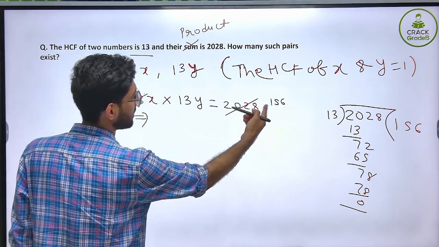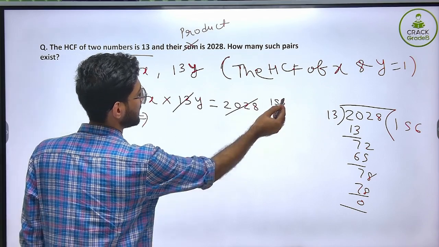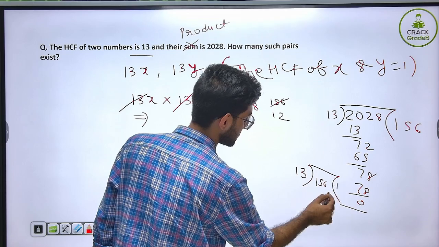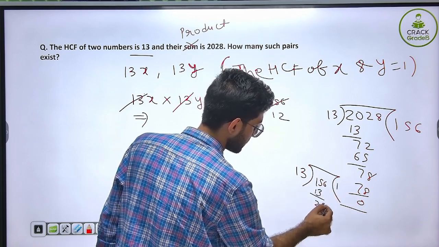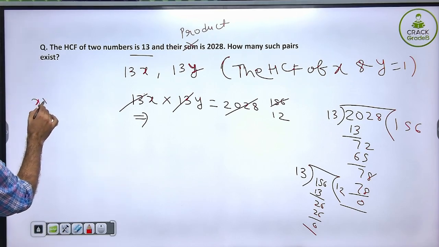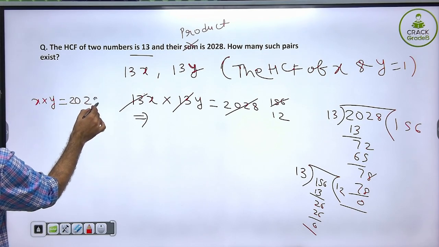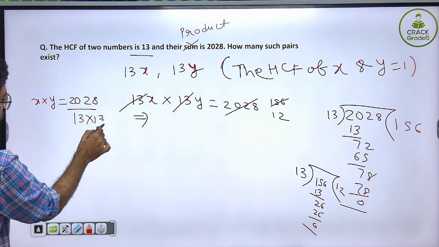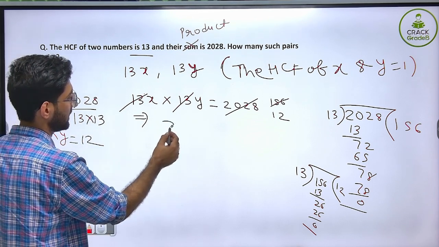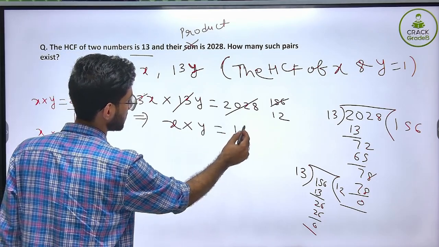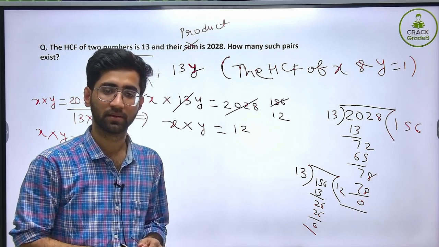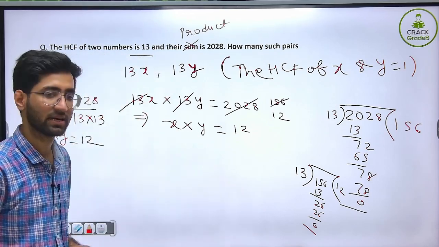Now 13 into 156, then again you can divide this number, that is equal to 12. Or you can divide it in this way, that x into y equal to 2028 divided by 13 into 13. So basically you will find x into y equal to 12, right? You can follow your own process to simplify it. So x into y equal to 12. Now try to think about x and y.